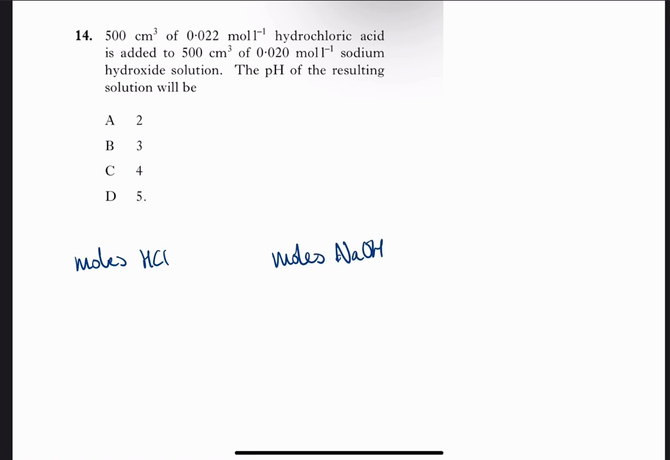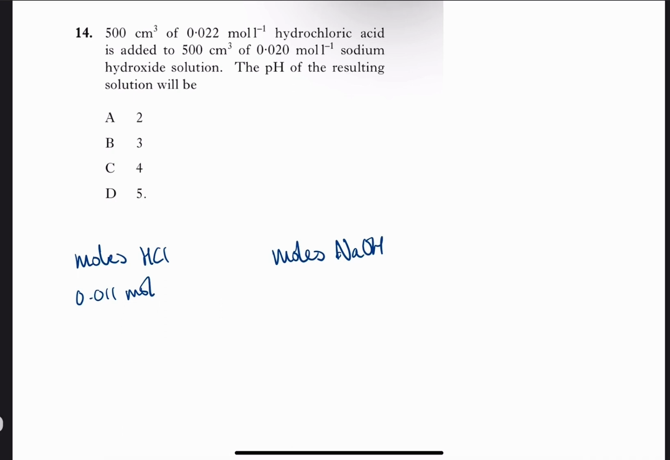So based on n = c × v, you would have 0.011 moles of hydrochloric acid because you've got 500 centimetres cubed of a 0.022 mole per litre solution, and then you'll have 0.010 moles of sodium hydroxide because you've got half a litre of 0.02 moles per litre solution.